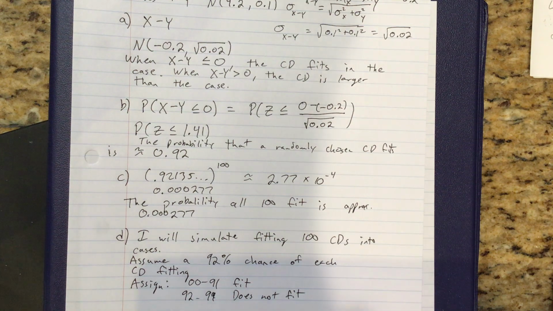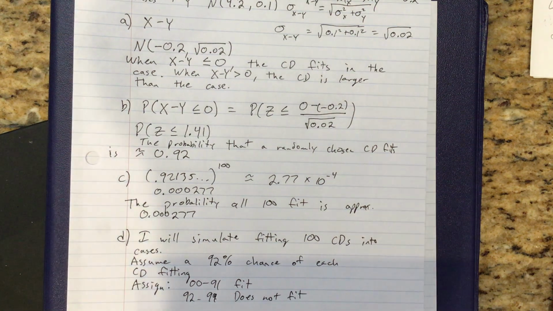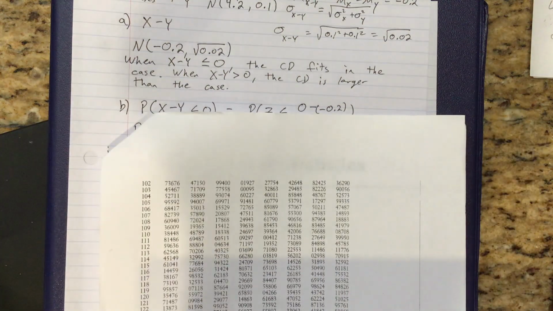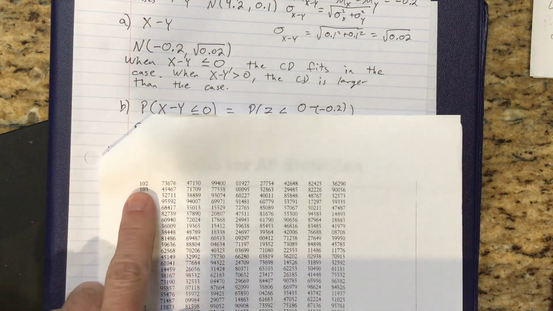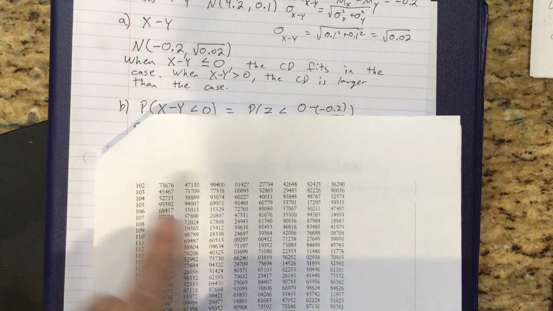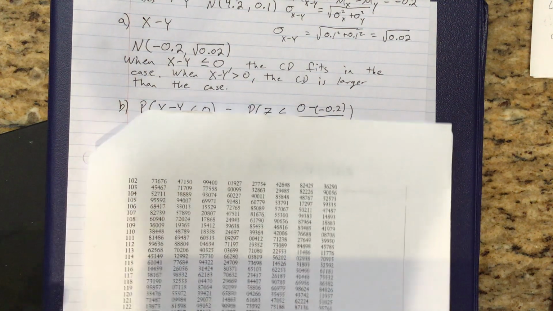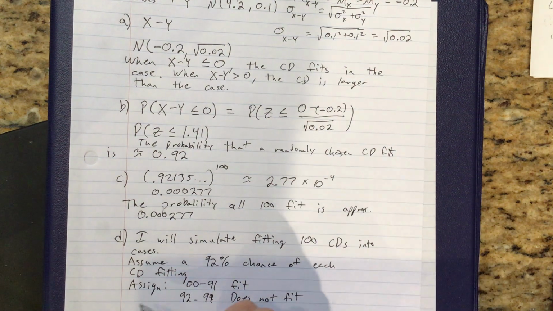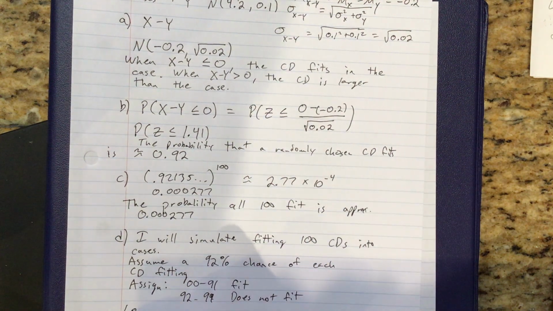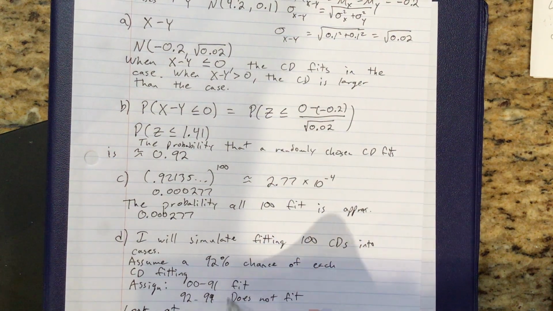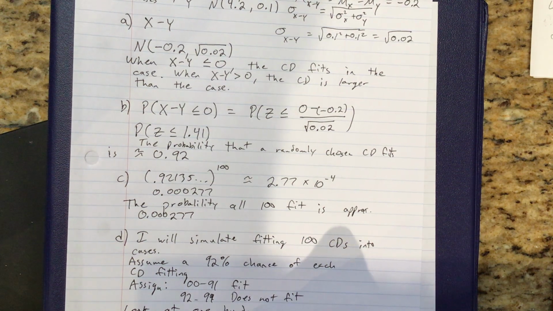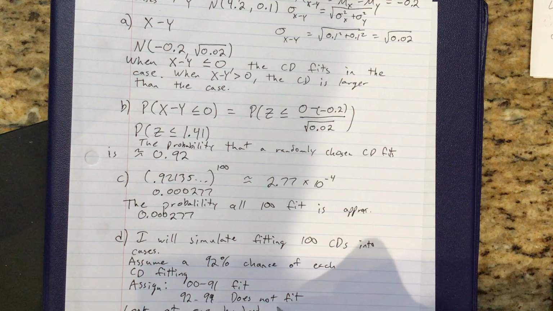Okay, now it says to use table B. Somewhere I have a table B. Got one right here. I'm just going to start at the top, so I'll start at line 102. This is one of those tables that when I copied, somehow line 101 disappeared. So we'll start with line 102. So look at 100 two-digit numbers.